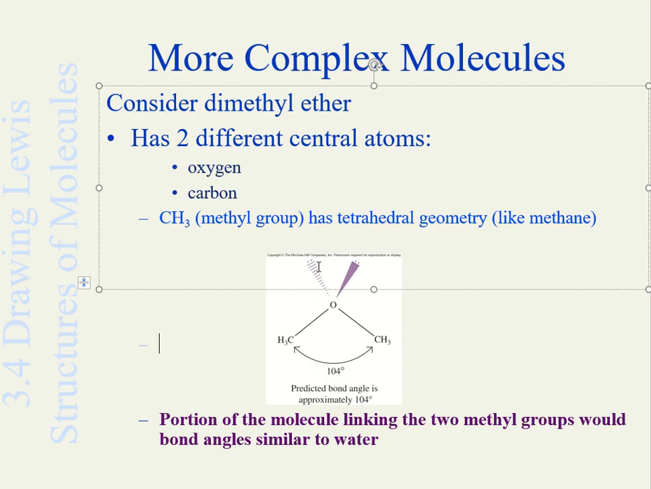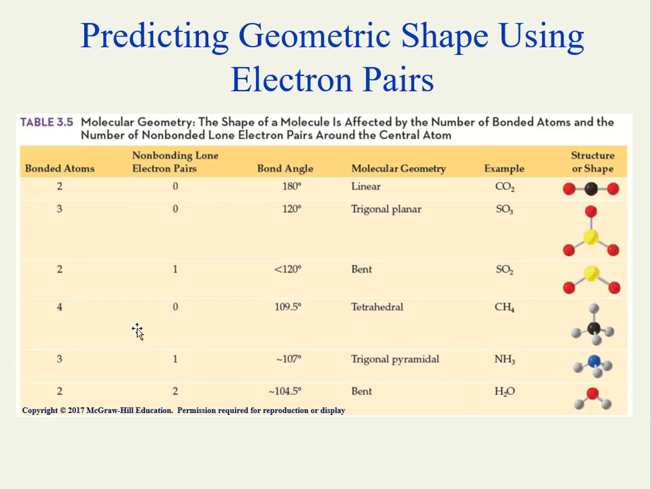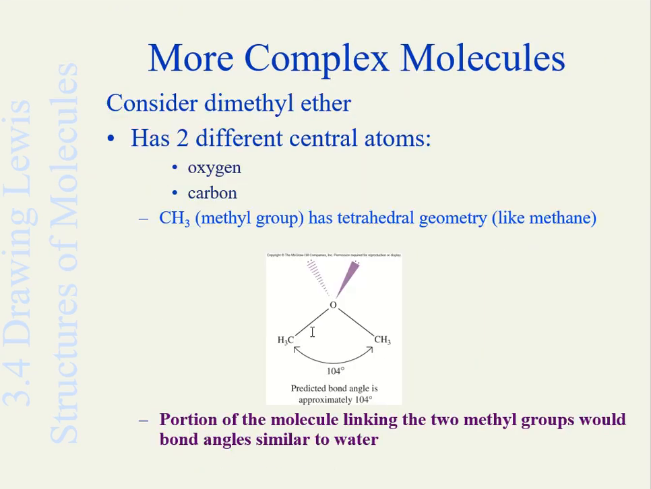So according to that, what should it be? It has two bonded atoms and two lone pairs. If you go to that table, two bonded atoms and two lone pairs makes it bent or angular. And so that's what it would be. For the exact angle, we are told it's 104 degrees, but we know it should be anything below 109.5 degrees.